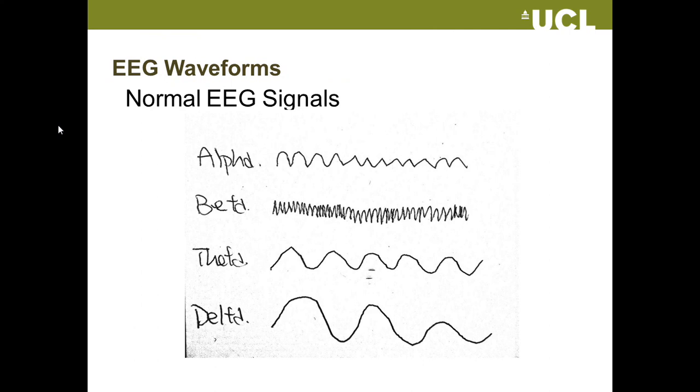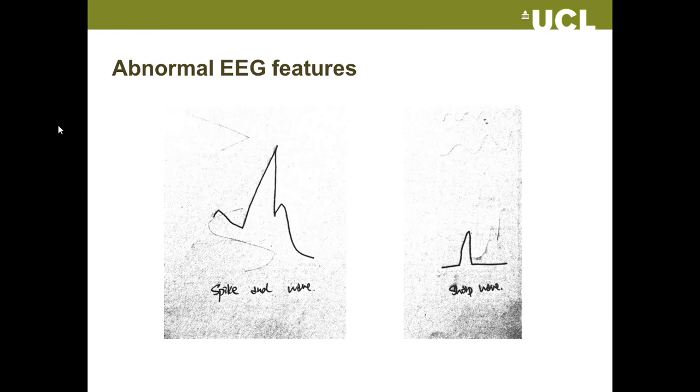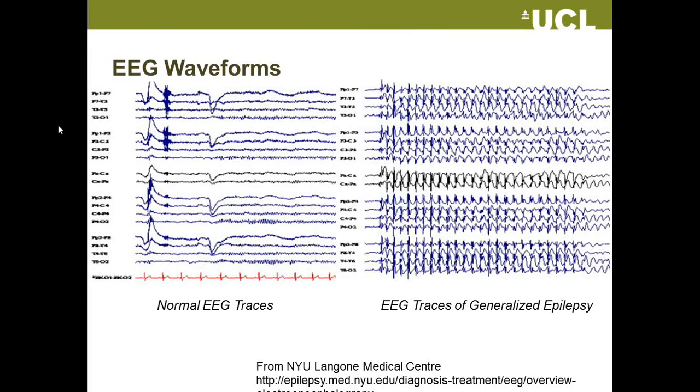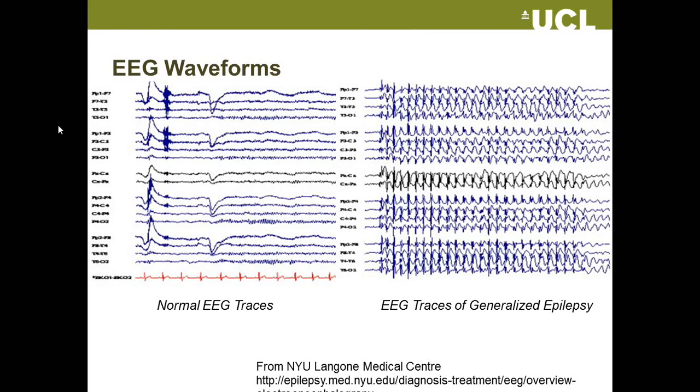So here are some normal EEG signals. They come in four different waveforms: alpha, beta, theta, and delta. And there are some abnormal EEG features. It's either spike and wave or sharp wave. On our left hand side is a normal EEG trace. We can see it mainly consists of different waveforms, which are alpha, delta, theta. But on our right hand side is a generalized epilepsy. We can see we get a lot of spikes and sharp waves in here.